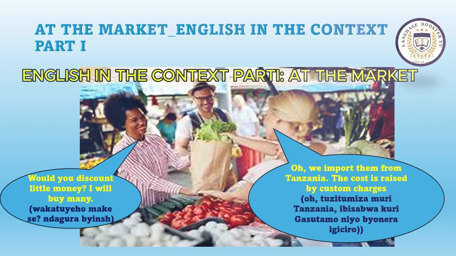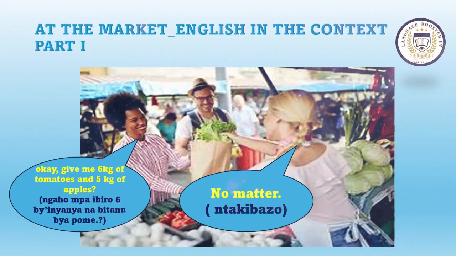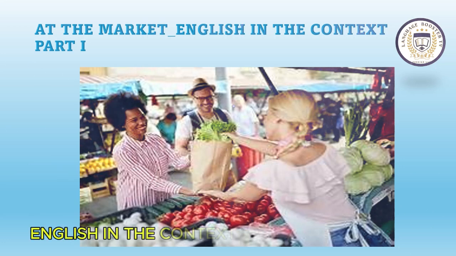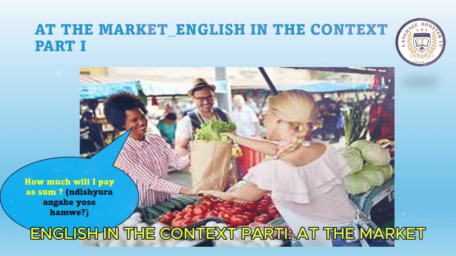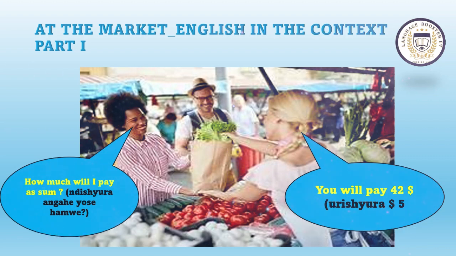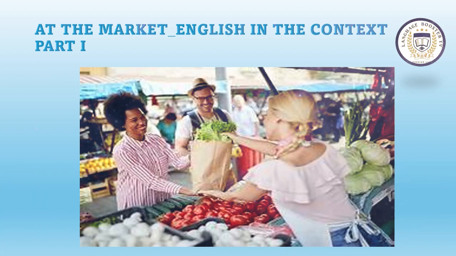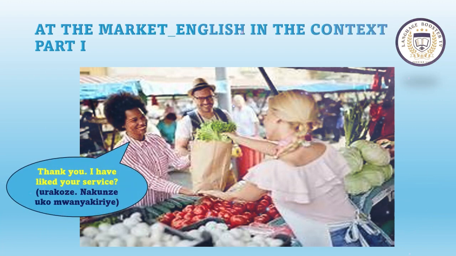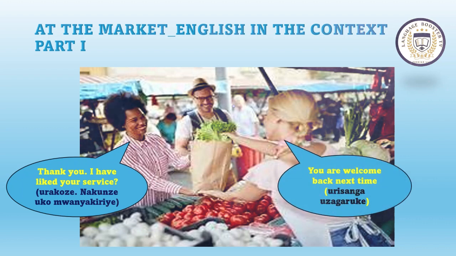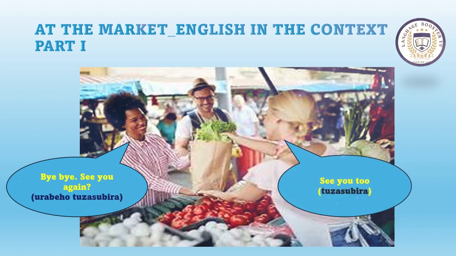Would you discount for real money? I will buy many. No matter. Okay, give me 6 kilograms of tomatoes and 5 kilograms of apples. How much will I pay as a sum? You will pay $42. Thank you. Please, change. Take it. And thank you. Thank you. I have liked your service. You are welcome back next time. Bye-bye. See you again. See you too.